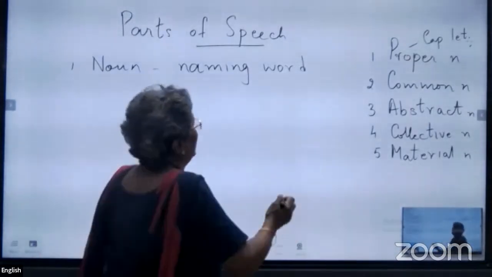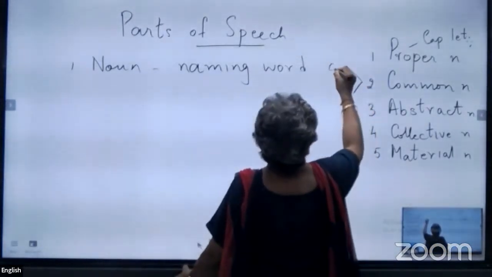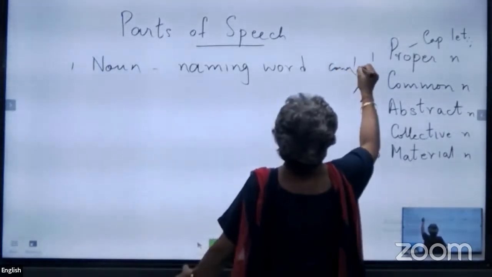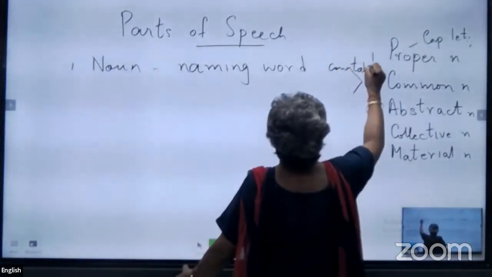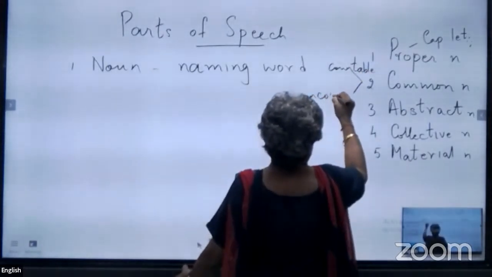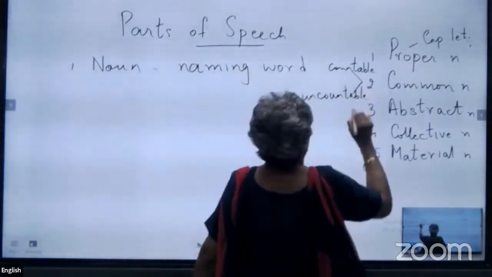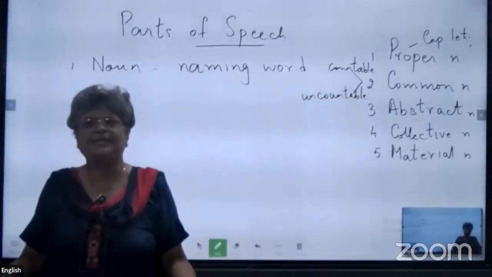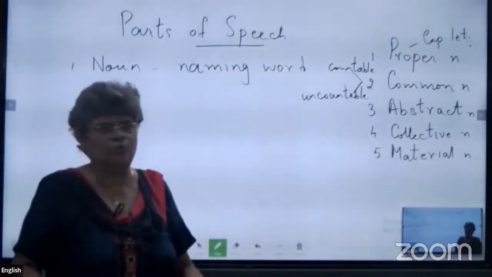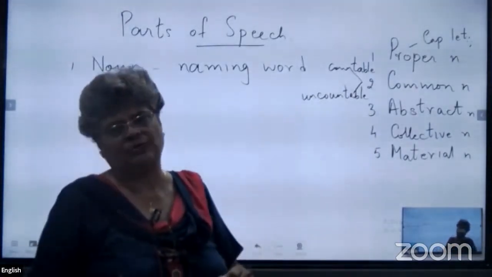Common noun are again divided into two: countable and uncountable. Now, what do you mean by countable and uncountable? Countable, very easy, which can be counted. Uncountable, which cannot be counted.